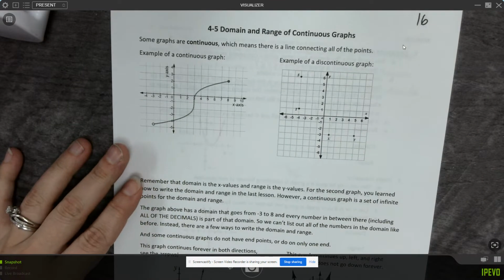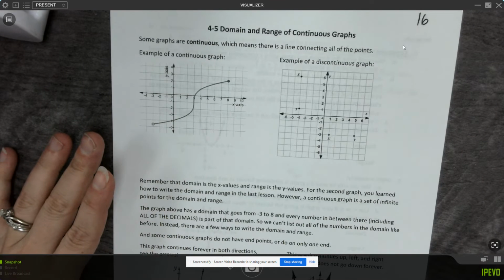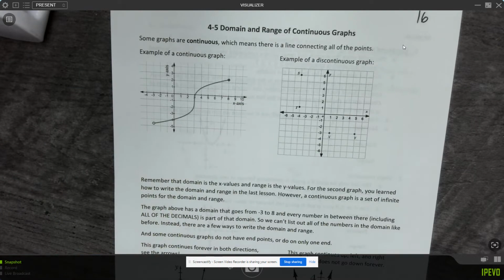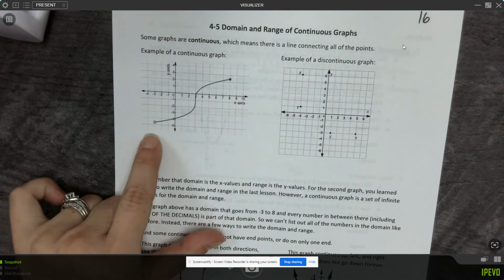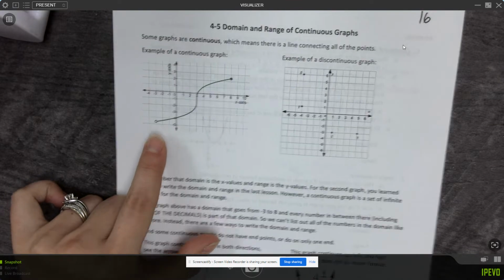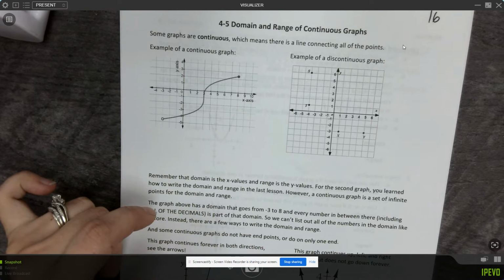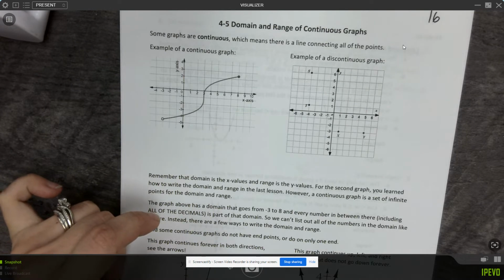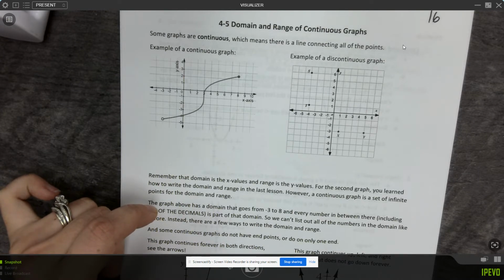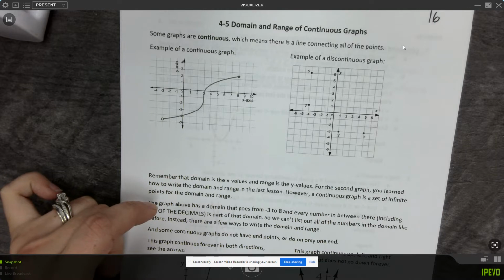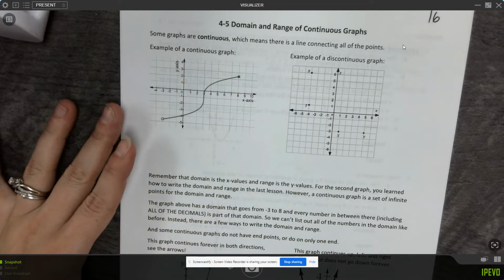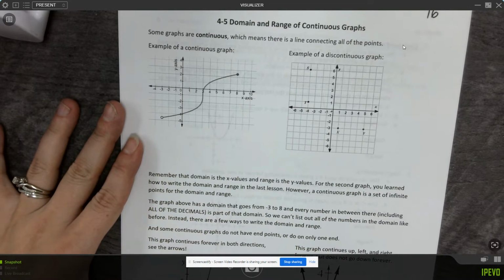That does not mean every single number in the entire world. That's not what infinite means. It means there are so many, you cannot list them all, right? Because when I talk about your decimals, you could have decimals that have just one number after the decimal and 2 numbers after the decimal and 3 numbers after the decimal. You can't list all of them. But when I ask you the domain, I need to know all of the x values. And when I ask for the range, I need all of the y values.